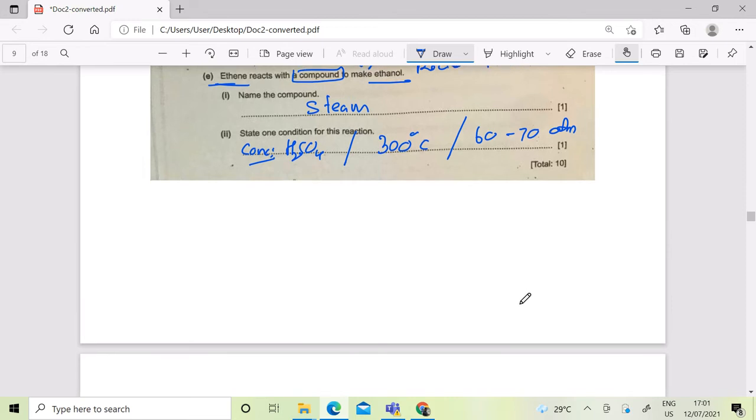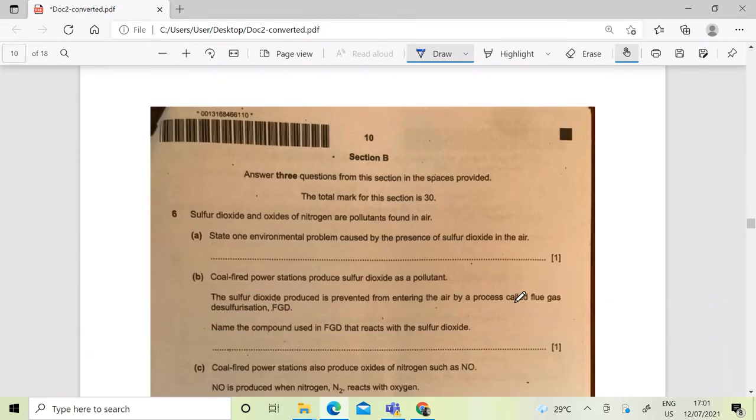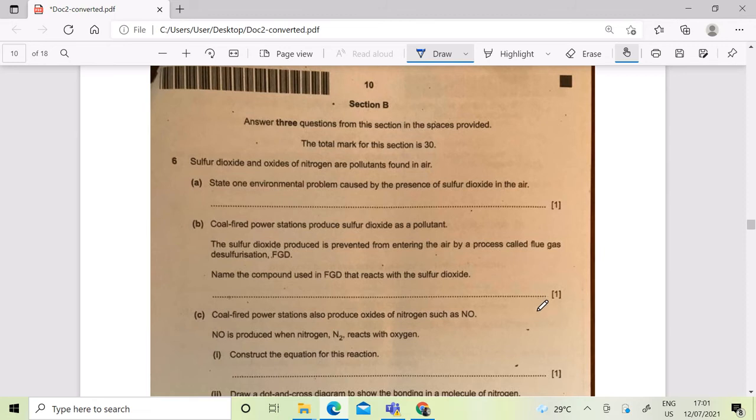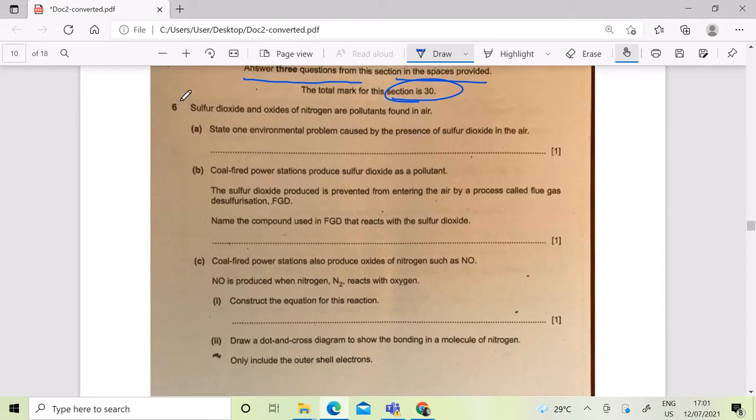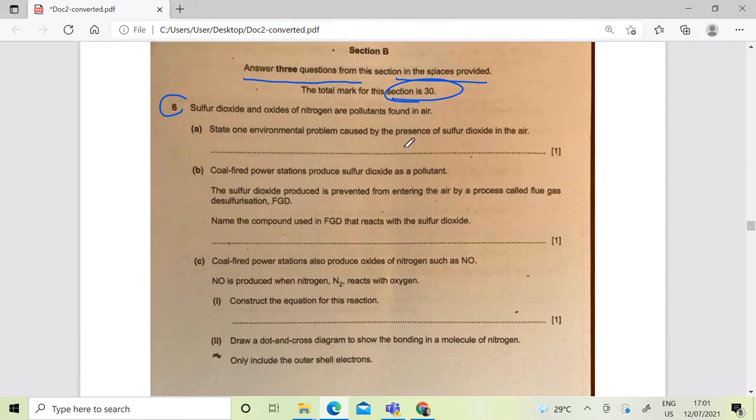Right. That's the end of section A. Moving to section B now. In section B, in this exam, answer 3 questions from the section in the spaces provided. The total mark for the section is 30. That means you have to select 3 questions out of 4. Right. We'll discuss the 6th question. It's about sulfur dioxide and oxides of nitrogen, which are pollutants found in air.